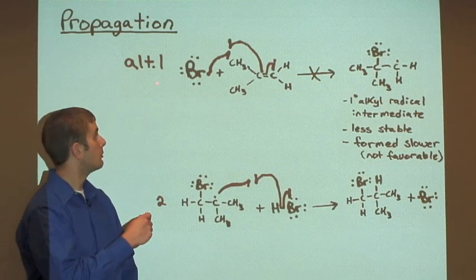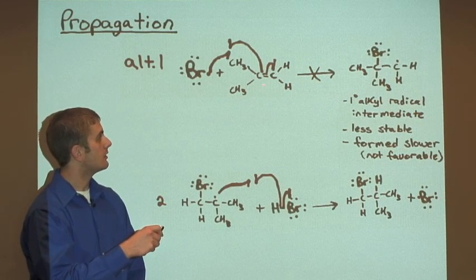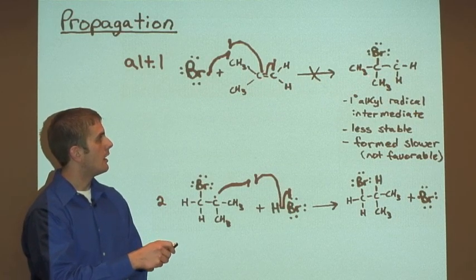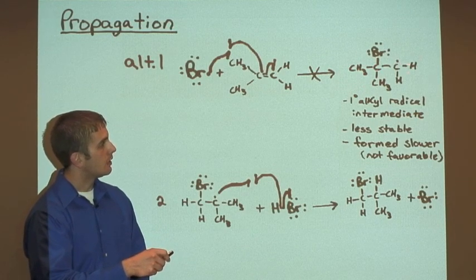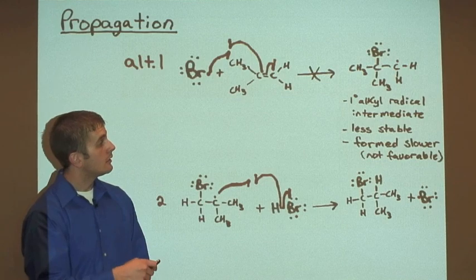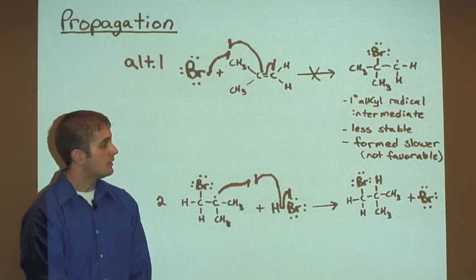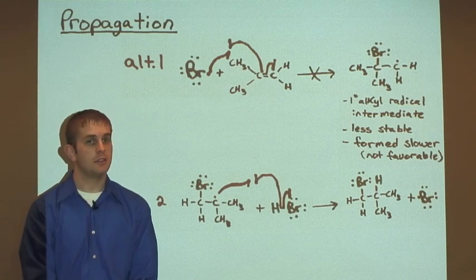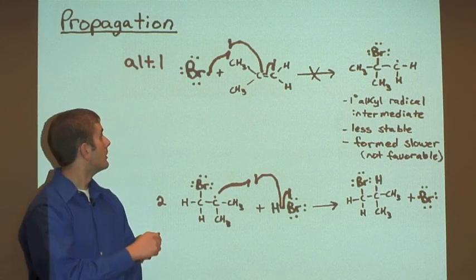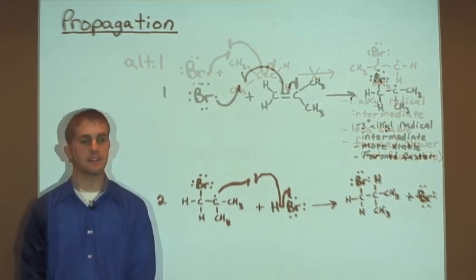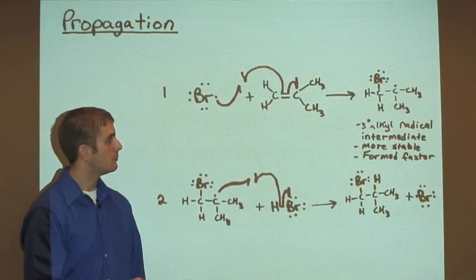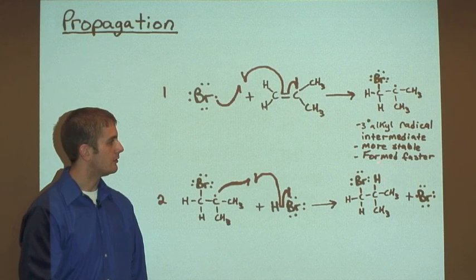Alternatively, if the bromine radical attacks a pi bond of an alkene such that bromine adds to the carbon that is more substituted, while the radical resides on the carbon that is less substituted, then a primary alkyl radical intermediate is formed. This intermediate is less stable and forms slower. Therefore, this alternative reaction is not favorable. Thus, as we have seen, formation of the more substituted radical is favored.